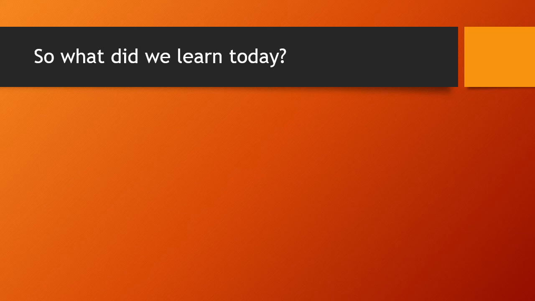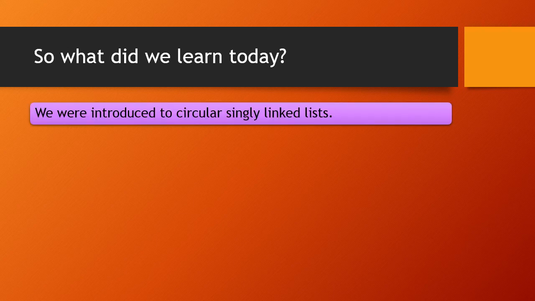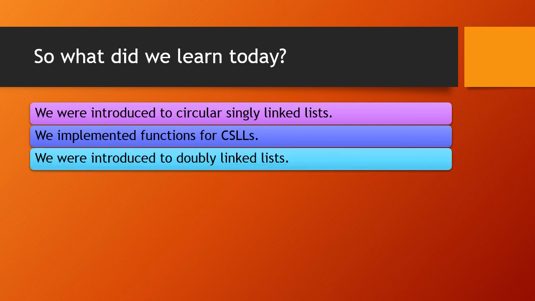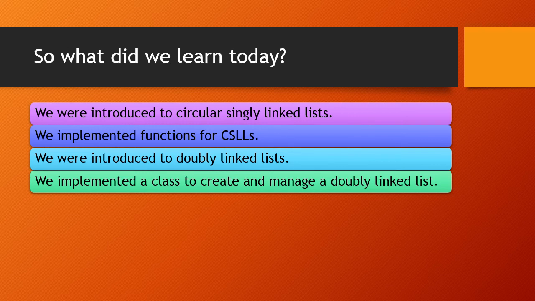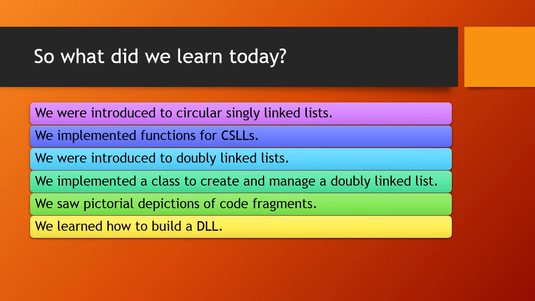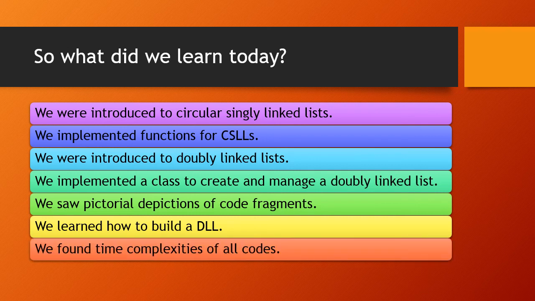So what did we learn today? We were introduced to circular singly linked lists. We implemented functions for circular singly linked lists. We were introduced to doubly linked lists. We implemented a class to create and manage a doubly linked list. We saw pictorial depictions of code fragments. We learned how to build a DLL. And we found time complexities of all codes.